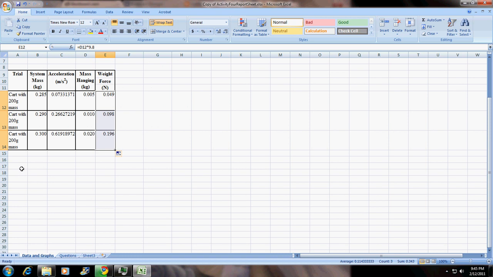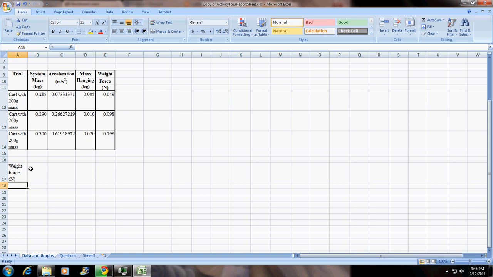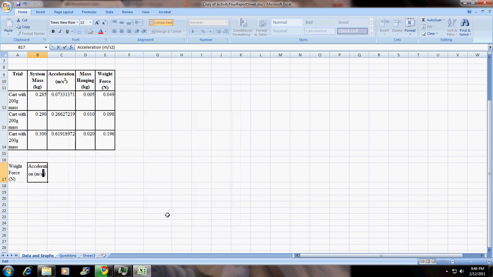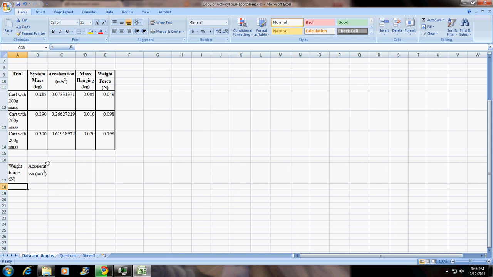So what I'm going to do is put here weight force in newtons, and here I'm going to put acceleration in meters per second squared. And remember, I put a 2, then I highlight the 2, I go to font, and I make it a superscript. Okay. Now, I'm just going to copy and paste my values that I have here.